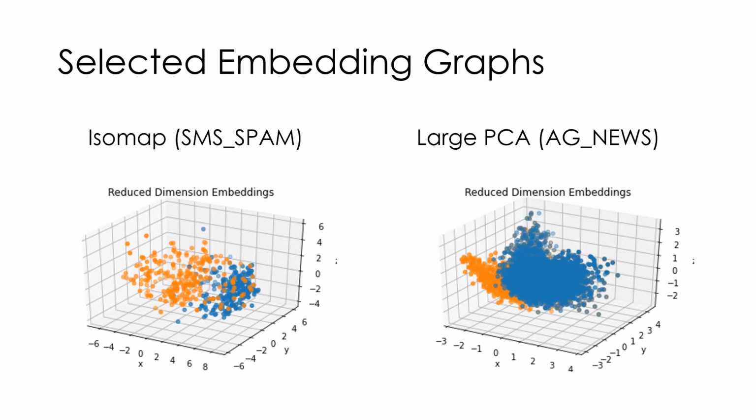Here are some selected embedding graphs from our tests. We can see that on the SMS spam dataset, IsoMap found a pretty clear distinction in shape between the 2 classes. And on the AG News dataset, the large PCA model found some difference between the different classes, but not quite as clear as on the SMS spam.